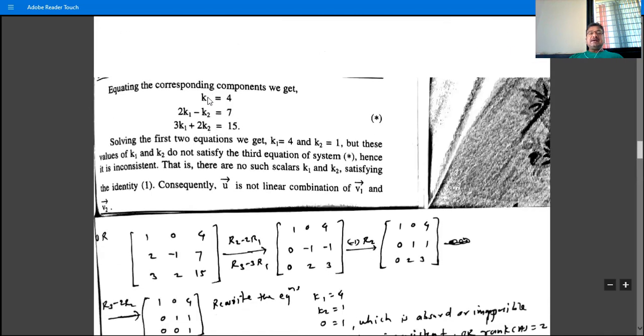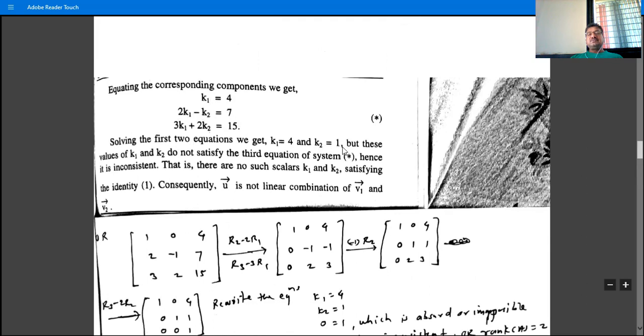So this system has two unknowns and three equations. Out of these three equations, solve any two equations. Suppose we solve the first two equations. So we have K1 is 4, and after substituting K1 as 4, K2 is 1.